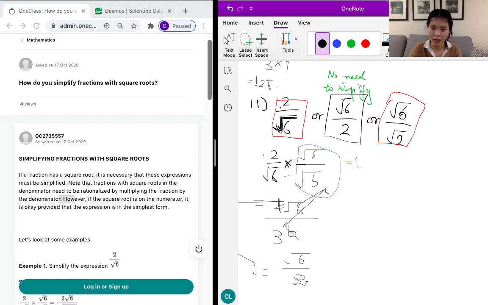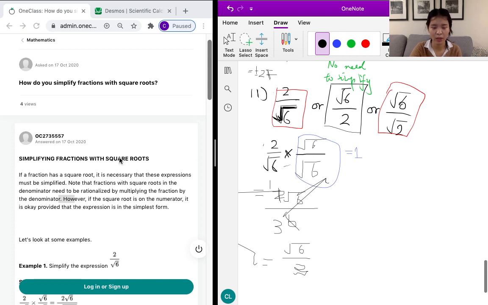So basically, when you encounter fractions that contain square roots, if the square root is on the numerator only, then it's already in simplest form and you don't need to do any simplification. But if the square root is in the denominator, then you need to get rid of the square root as much as possible. So yes, this is the rule of when to simplify fractions with square roots.